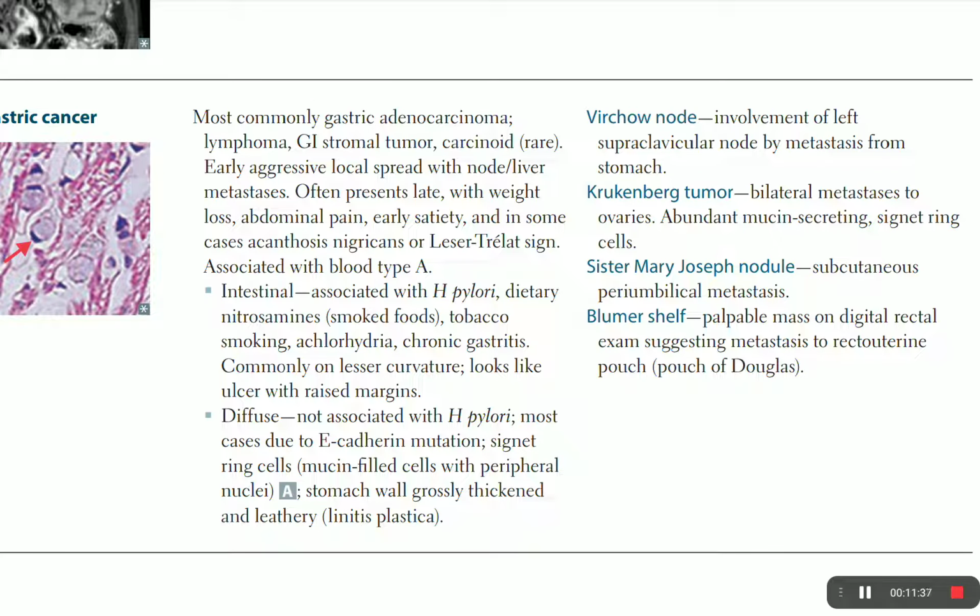All of these signs are found in gastric carcinoma: Virchow node in the supraclavicular region, Krukenberg tumor with bilateral metastasis to the ovary, Sister Mary Joseph nodule, the para-umbilical nodule, and Blumer shelf. It is a palpable mass in the pouch of Douglas. The pouch of Douglas is at the lower part of the peritoneum, just at the back and below the uterus.